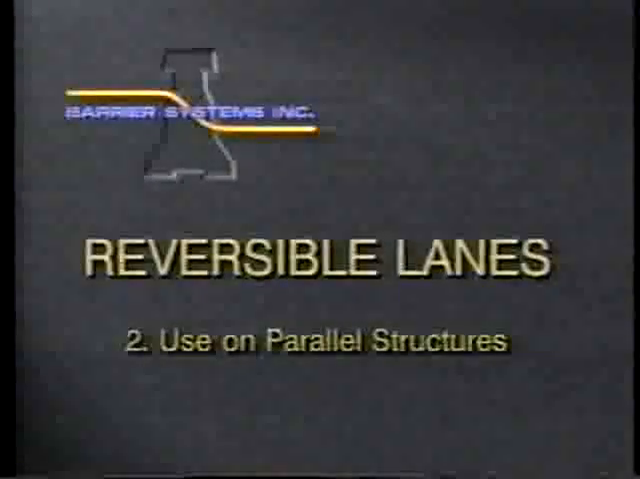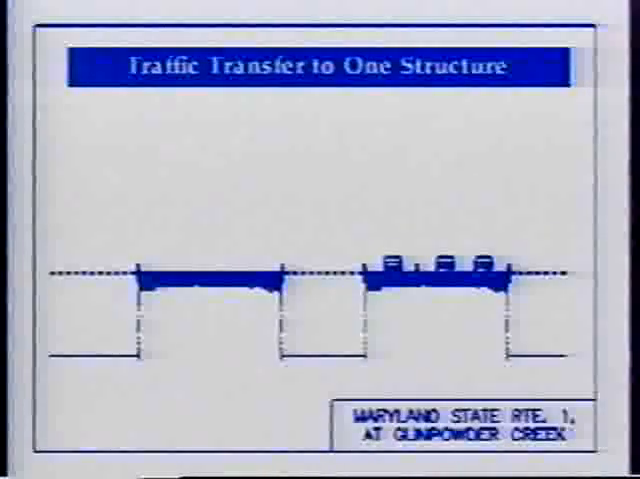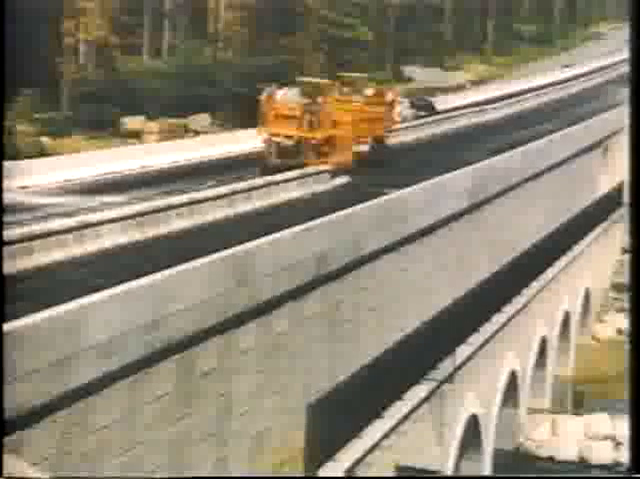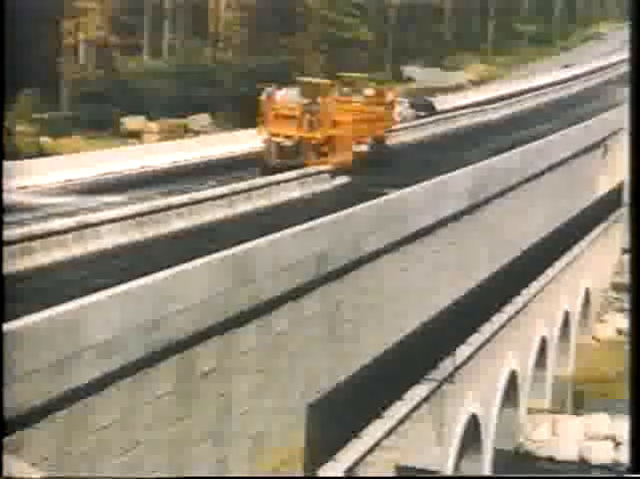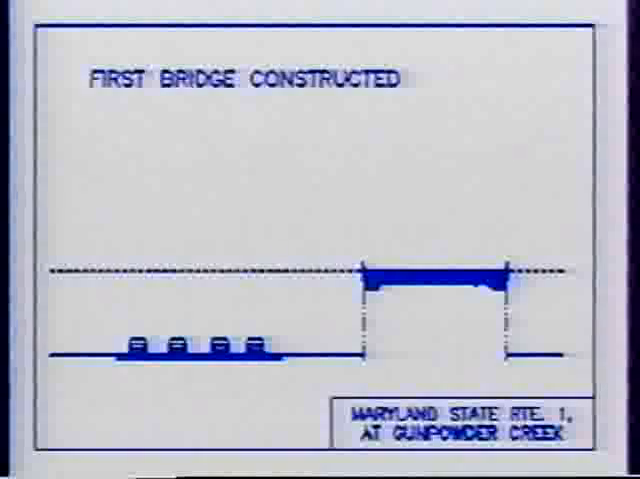Another successful application of the reversible lane concept in construction has been to move the traffic from 2 parallel structures, twin bridges for example, to one structure during the construction or rehabilitation of the other. An example would be Maryland's widening project on State Route 1 through the ecologically sensitive Gunpowder Creek area just north of Baltimore. Rather than maintain the roadway at ground level, the state elected to span the valley with elevated twin bridges to carry the 6 lanes.